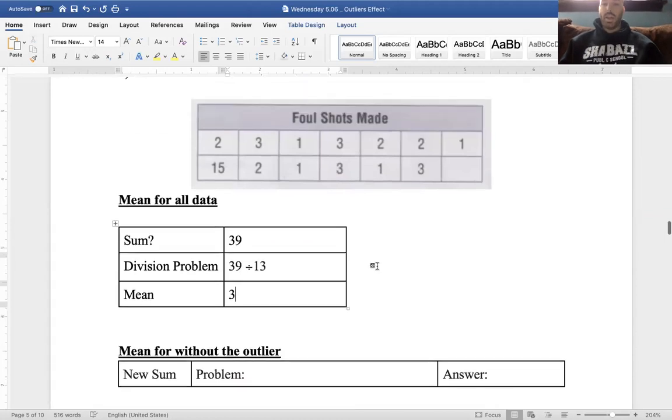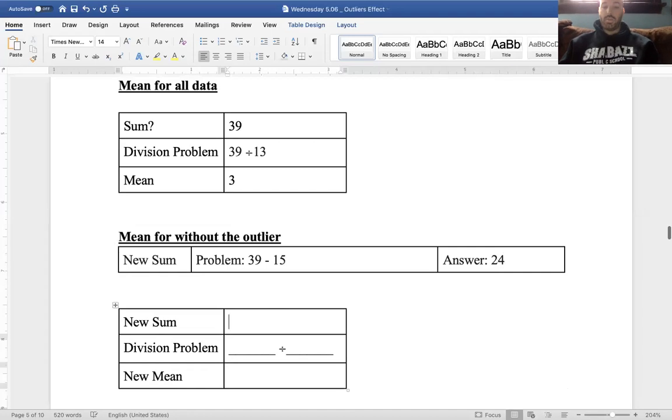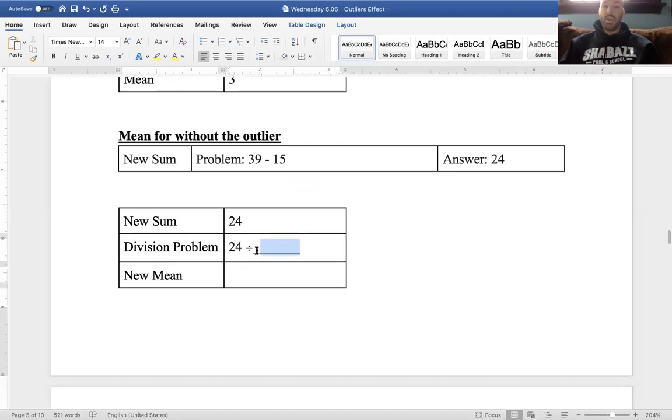Now, my outlier here is 15. So to find my new sum, when I add them all together, I got 39. This time I don't want to include 15. So I'm just going to subtract, and my new sum is now 24. Before I divided by 13, but this time I'm not doing 13 numbers because I'm not counting this one. So this time I'm only doing 12 numbers. 24 divided by 12 gives me 2.